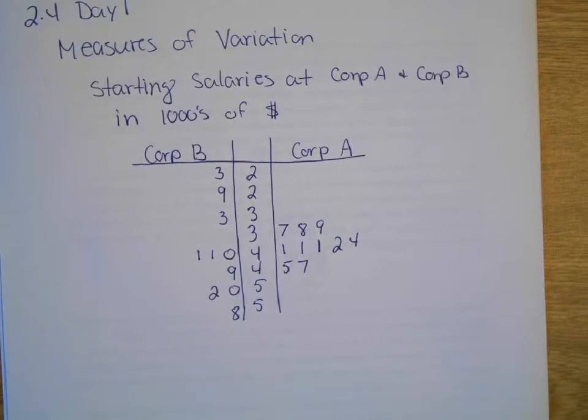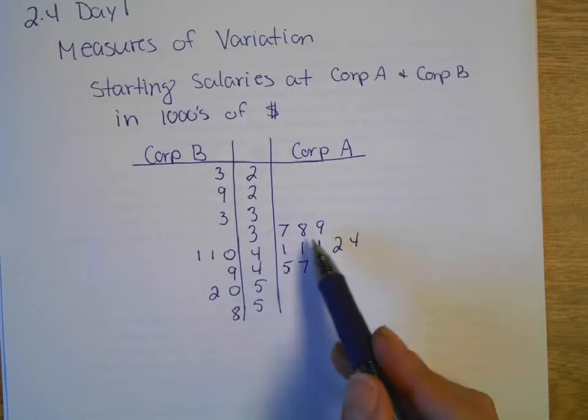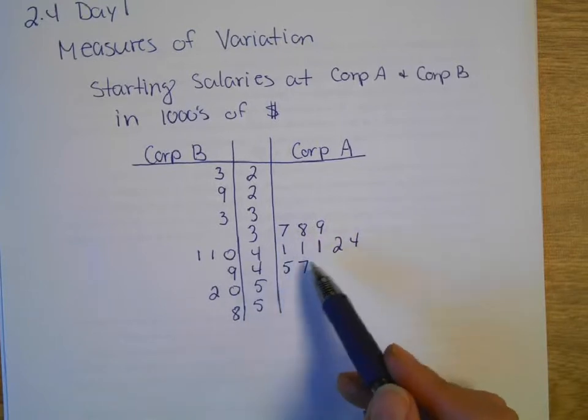Okay, just a question first to start with. If you had to pick which corporation you could work for, and these are starting salaries, which one would you pick? Corporation A. Why would you pick A? Better chance of getting, because you're pretty much guaranteed something between 37 and 47. That's a good starting salary.